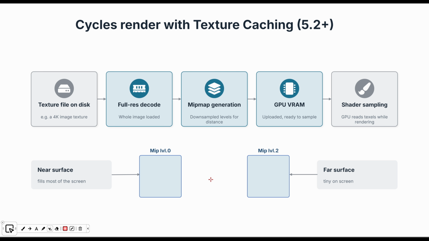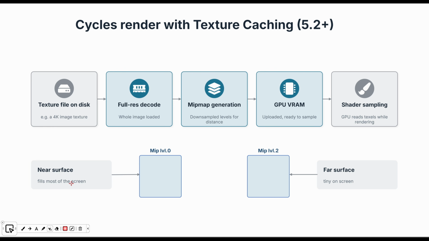Now with texture caching enabled, there is another step in between, and that's the Mip-map generation. During that step, Mip-maps at lower resolution levels are generated, and depending on the screen space that they are occupying, only the needed levels get loaded into your VRAM and then sampled during rendering.